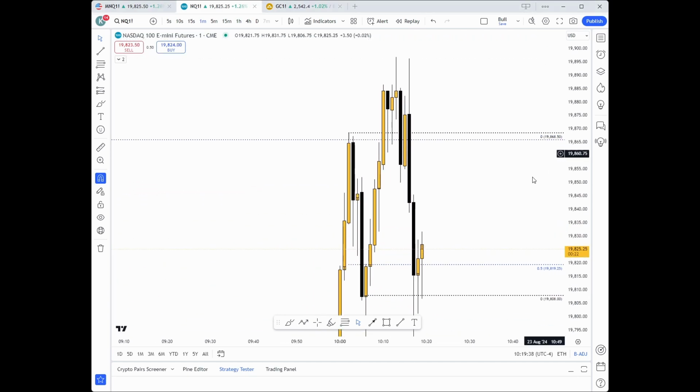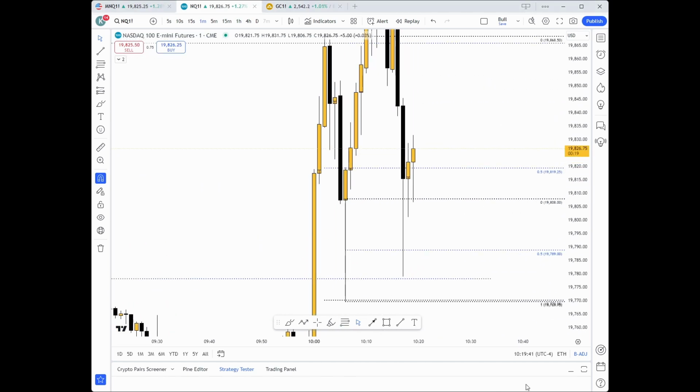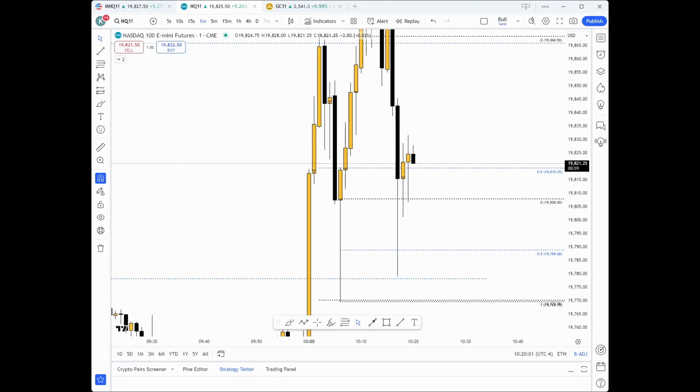Man, these are violent, aren't they? What is that candle? 25 points? But going from one side to the other? My goodness. Definitely a little caution from this imbalance holding. But, my goodness. Order submitted. Order canceled.